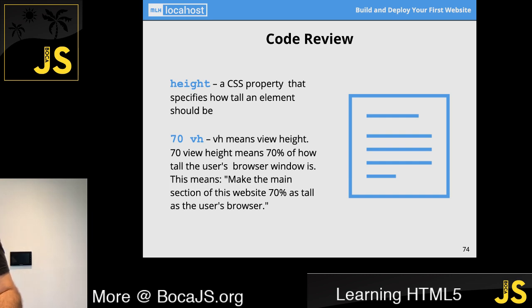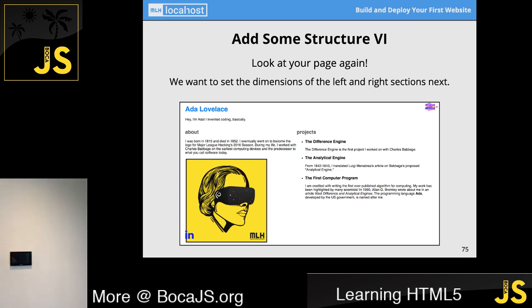The height defines the height, and then the VH again is another unit that is different on a phone than it is on a laptop, but looks pretty much the same. 70 gives you the same kind of a feeling. So what we're going to do is we're going to make it look like that. We look at the page again.